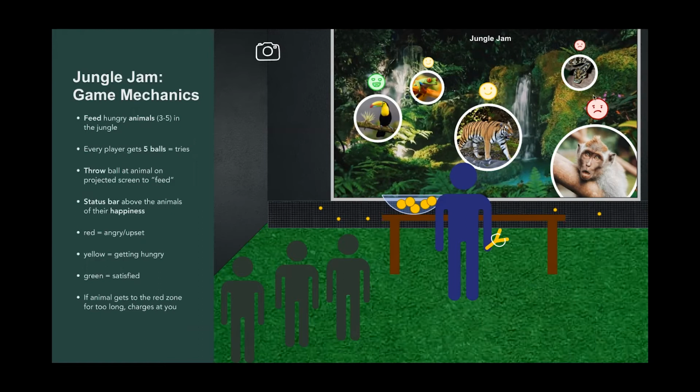There would be red, which means angry or upset. Yellow means that they're getting hungry, and green means they are satisfied. If an animal gets to the red zone for too long, they would have some sort of animation where they charge at you or try to get your attention to feed them.